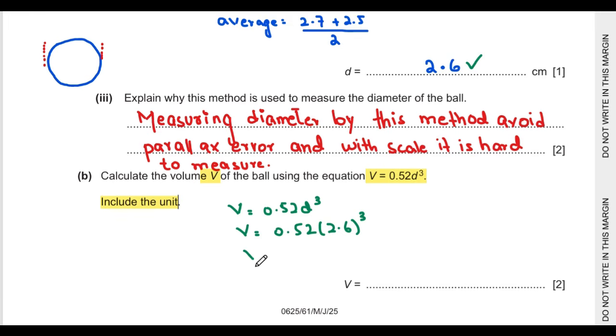Solving this on your calculator, you will get the volume as 9.13952, and the question has given us the values in two decimal places, so I'll also write the answer to two decimal places only, and the answer would be 9.14, and the units for volume would be centimeter cube.